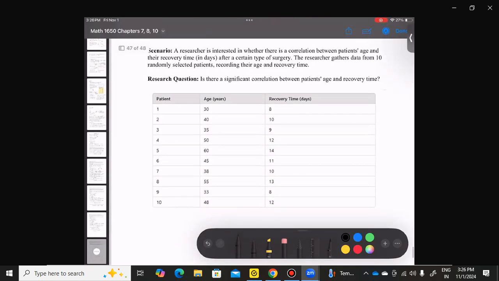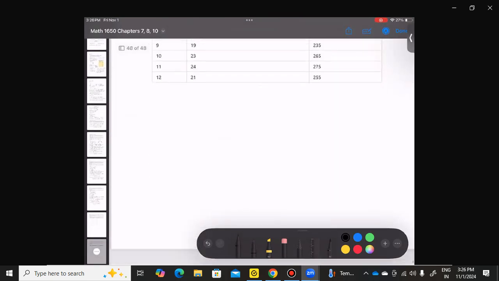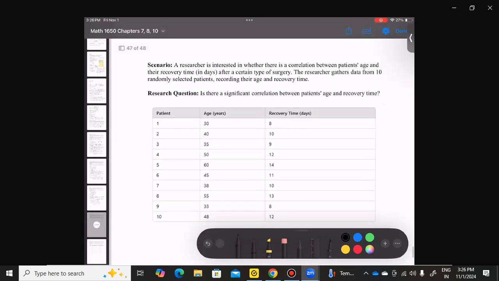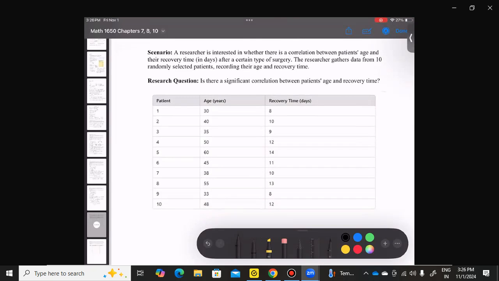Alright, so I think we got a couple more on here. So let's get these last two done. A researcher is interested in whether there is a correlation between patients' age and their recovery time after a certain type of surgery. The researcher gathers data from 10 randomly selected patients, recording their age and recovery time. So we're only looking at age and recovery time. So the patients is just kind of like the row numbers. It's just what patient is what. Is there a significant correlation between the patient's age and the recovery time?